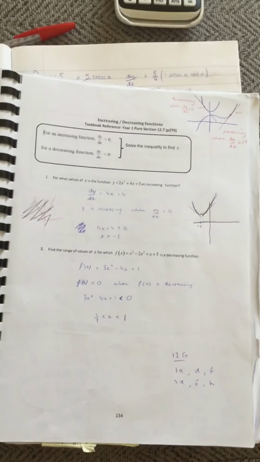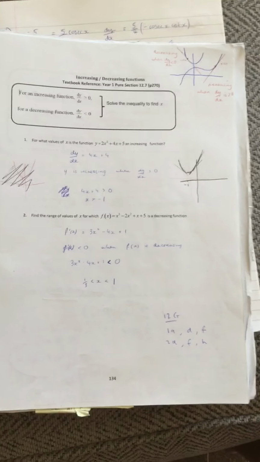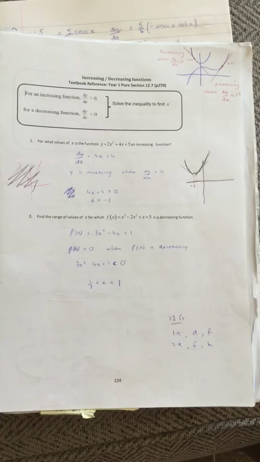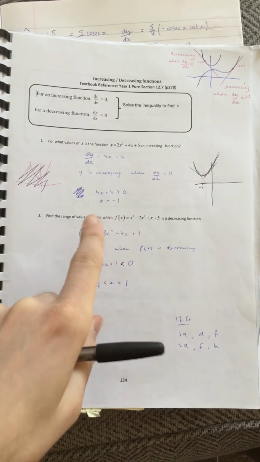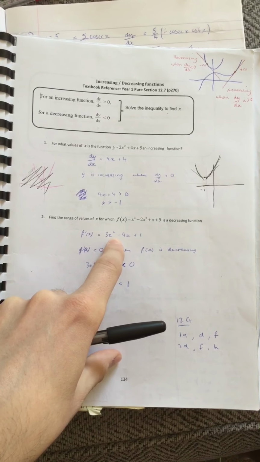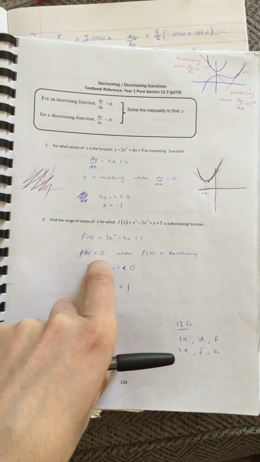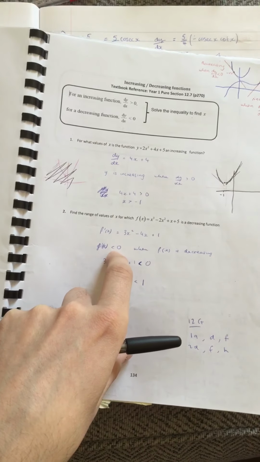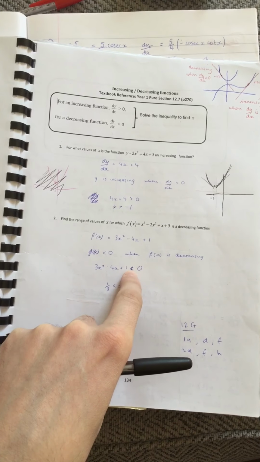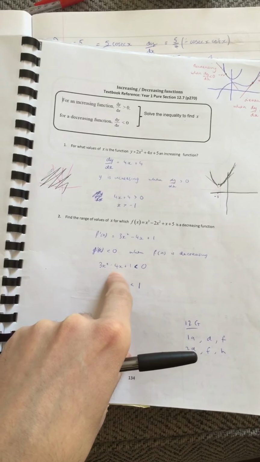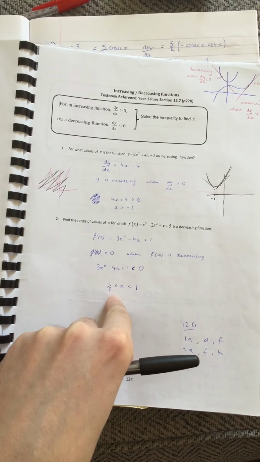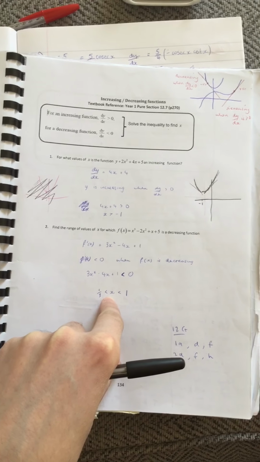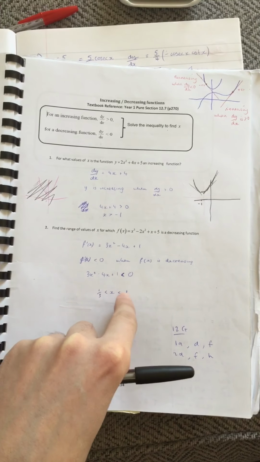So that's basically it. So for number 2, we've got a cubic function. f of x is x cubed, take 2x squared add x add 5, and we're interested in when it's a decreasing function. If we differentiate, we get f dash x is 3x squared minus 4x add 1. And so we will be decreasing when f dash x is less than 0. So if we solve this inequality, you can use your calculator straight away to do that. The range of x values for which this cubic is decreasing is when x is between 1/3 and 1.